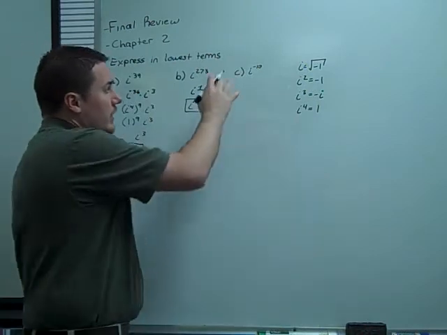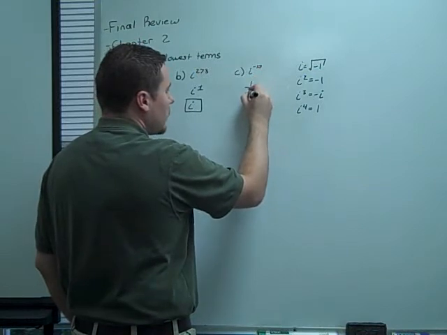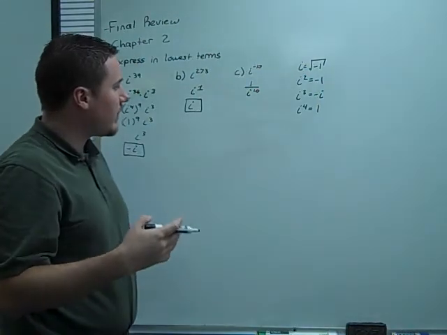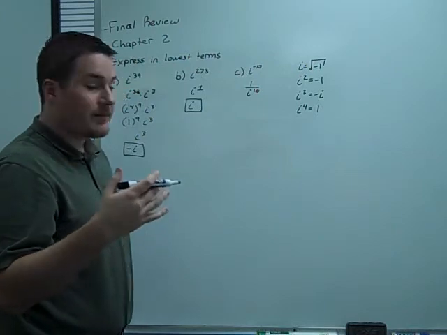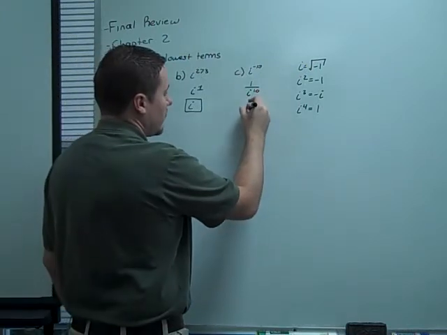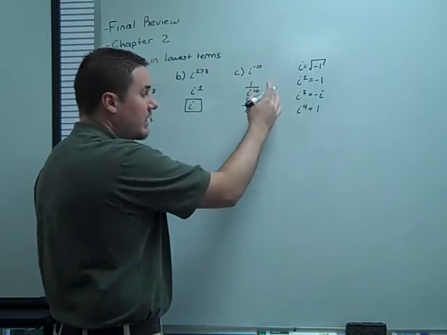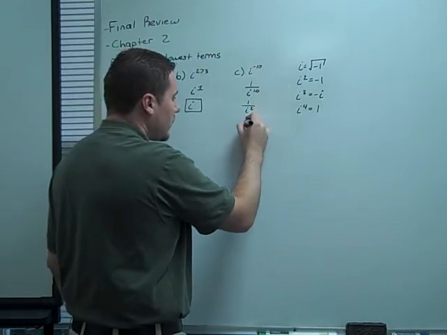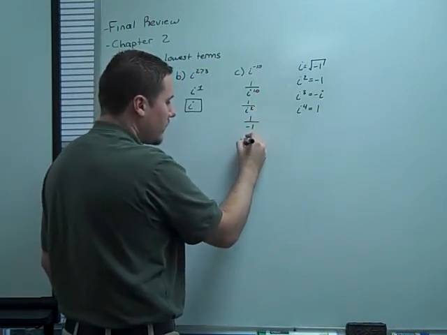Now, for my next question, i to the -10th, think of this as 1 over i to the 10th. Now, what is i to the 10th? Well, i to the 10th, using that same modular arithmetic, is going to be the same as i squared, because i to the 8th is going to be 1. Now, i squared is -1. So this is going to be 1 over -1. That's just -1.